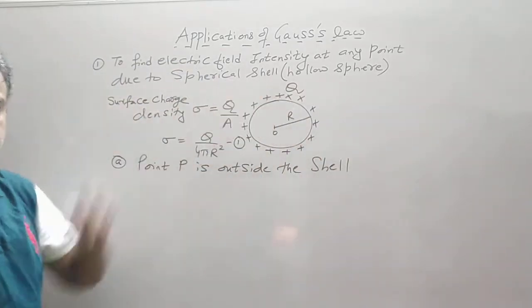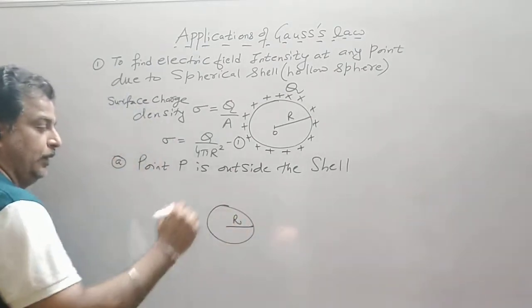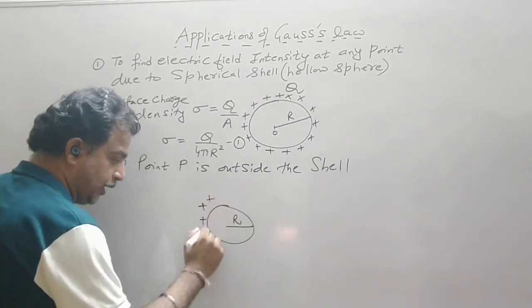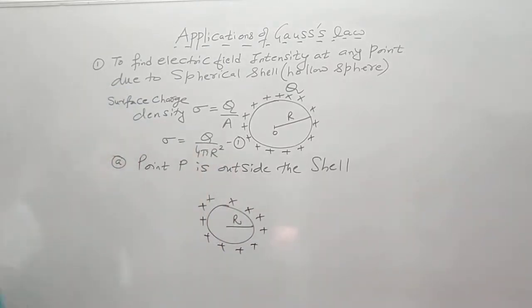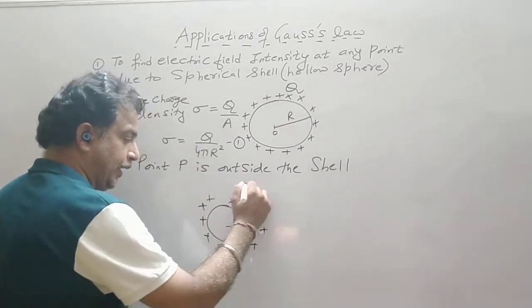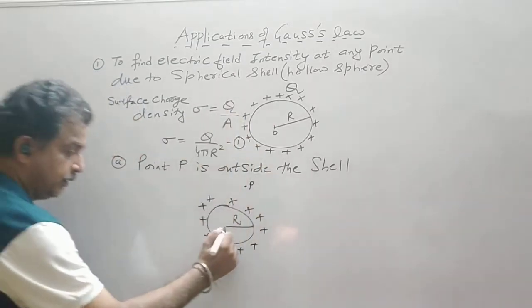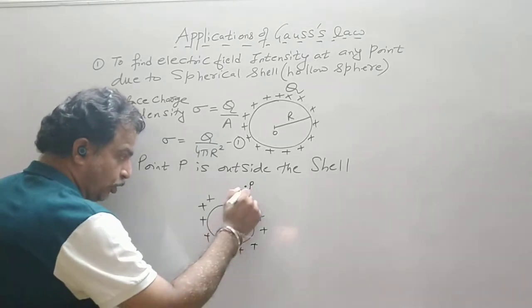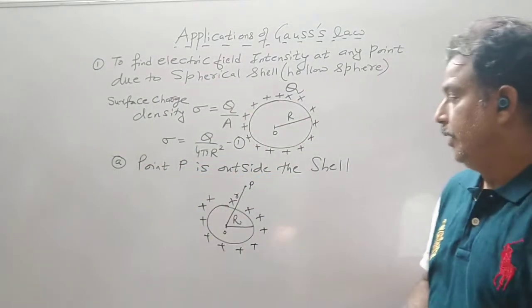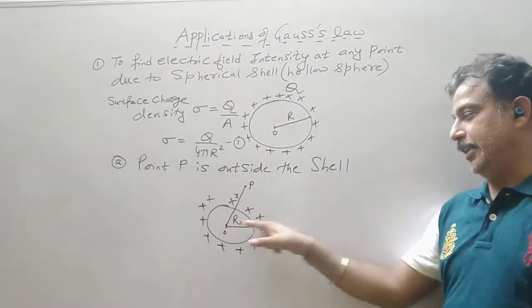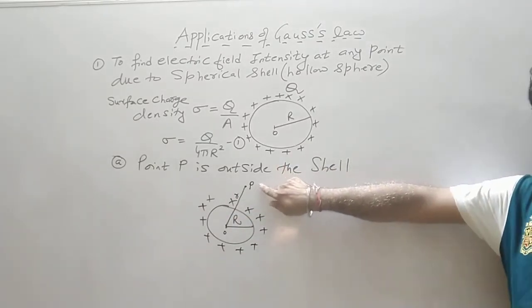Now this is our source whose radius is capital R. The charge is uniformly distributed over its surface. Now let us consider a point P anywhere outside the shell. This is the center. Let the distance of that point be denoted by small r. So small r is the distance and capital R is the radius of the source. Now you have to find out the electric field intensity at point P.